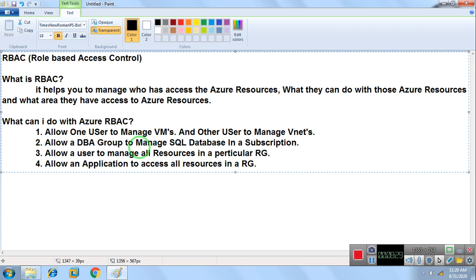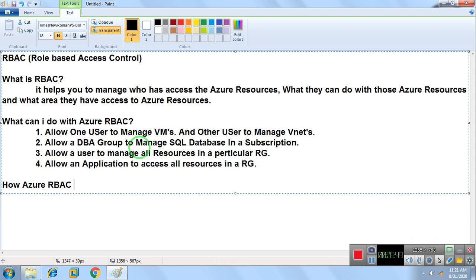So we need to understand two things: what is RBAC, or role based access control, and what can I do with Azure RBAC? These are the examples I gave of what we can do with the help of RBAC. Now the next thing we need to understand is how Azure RBAC works. RBAC uses role assignment. When RBAC starts working, it needs role assignments, so we need to first understand what role assignments are.